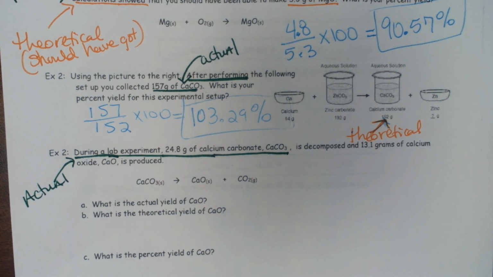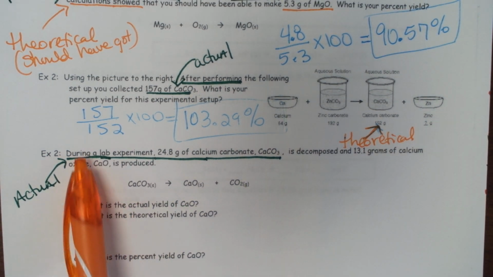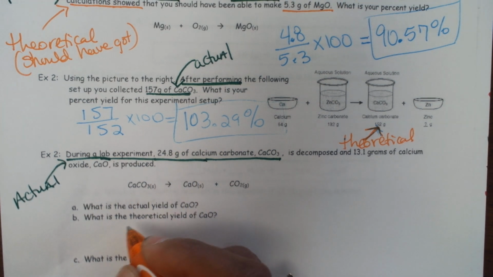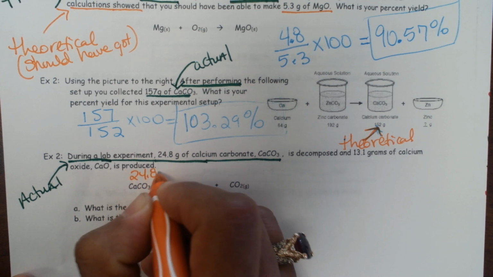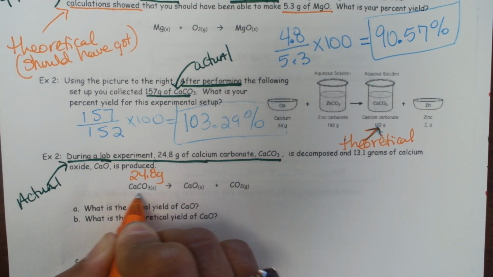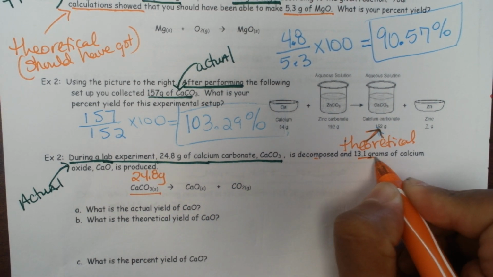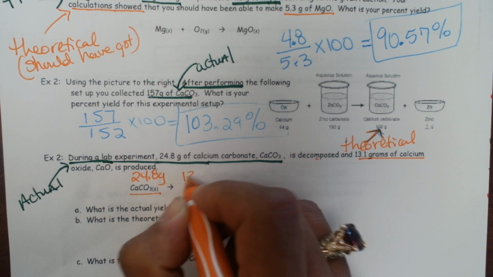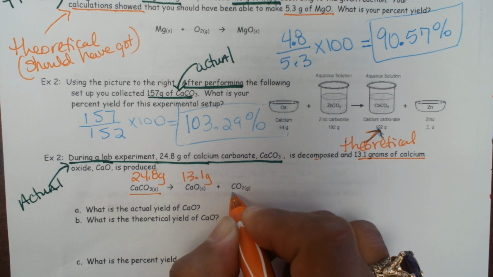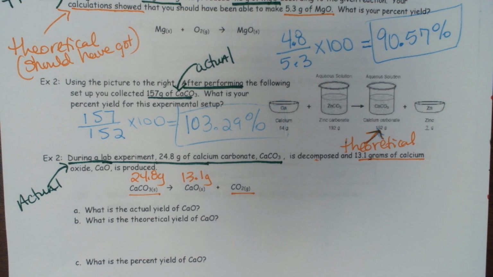Oh, whoa. So, oh, that's what you were saying. Okay, I see what you're saying. So during a lab experiment, let me write it over here, just so that way my brain can keep up with this. 24.8 grams of calcium carbonate is right here. Okay? And then it's going to decompose to 13.1 grams of calcium oxide. So calcium oxide, 13.1 grams. And then it says over here, then we have CO2. Well, they didn't give us anything regarding CO2. Thank goodness they're not actually asking for any CO2 either.